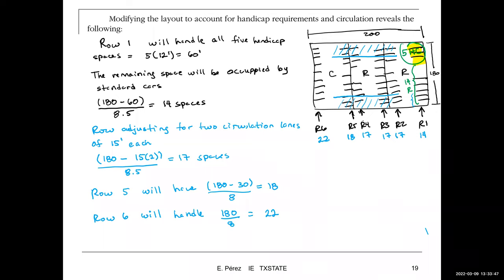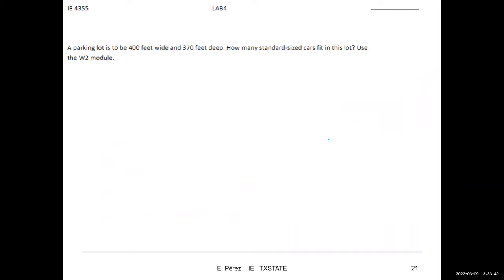Good. So really we have time, so let's try this. This is an example of a problem, and it should be easier because we are only designing for standard size cars. We have a parking lot 400 feet wide and 370 feet deep, and we want to say how many standard cars fit in this lot. Just standard cars, you don't have to design for handicap or compact cars. I just wanted you to follow the steps.